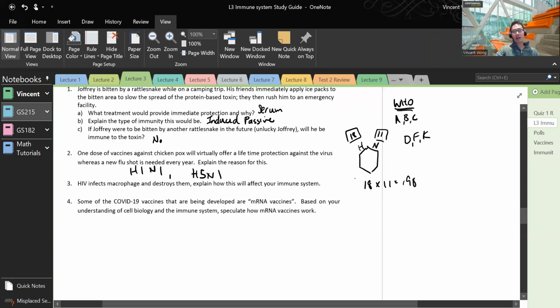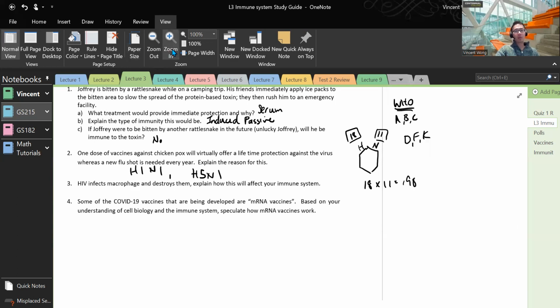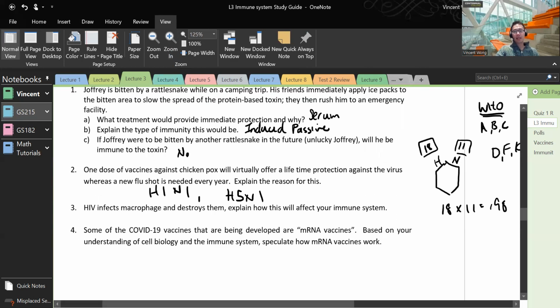There is a drug called Tamiflu. I don't know if you've heard of that. Tamiflu will block one of these surface markers, causing the flu virus to not be able to infect your cells, and therefore it will render the flu harmless.